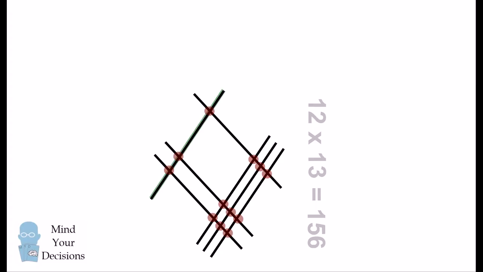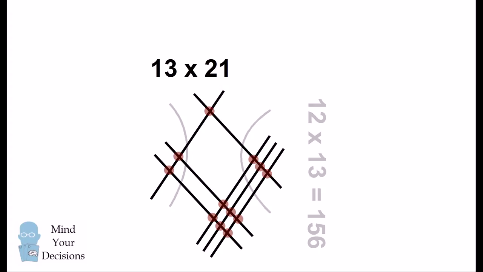Let's look at the lines that are going to the upper right. Here we have one line, and then we have 3 lines. So that means the first number we're multiplying is 13. For the lines in the other direction, we have 2 lines followed by 1 line, which represents the number 21. So this diagram represents 13 times 21.